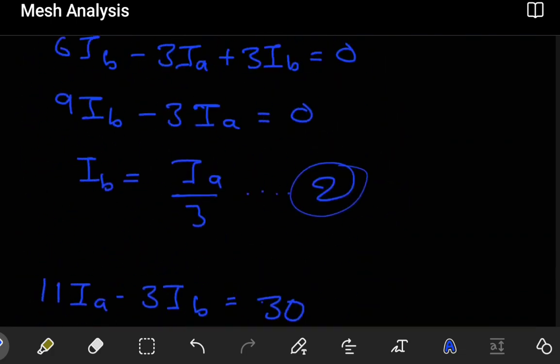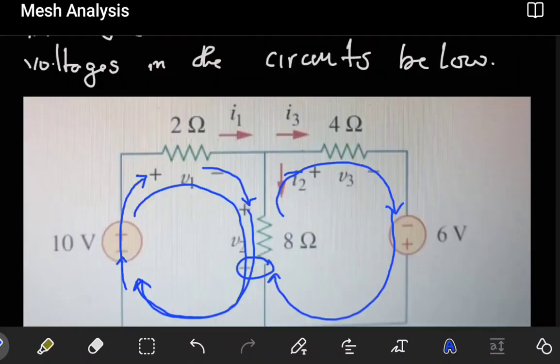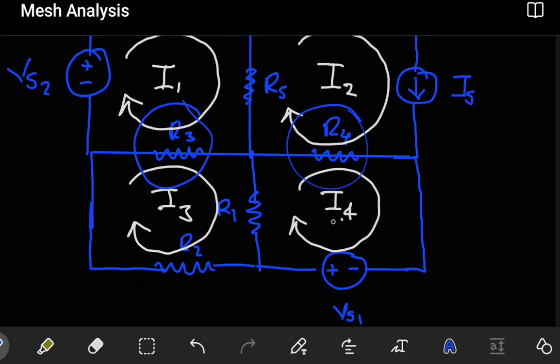Notice that if you have something more like this one, the only thing is you have to see that these will share here, these will share here. So I1 and I2 will influence the current in this branch. I2 and I4 will influence the current in this branch. And then I3 and I4 will control the current in this branch.